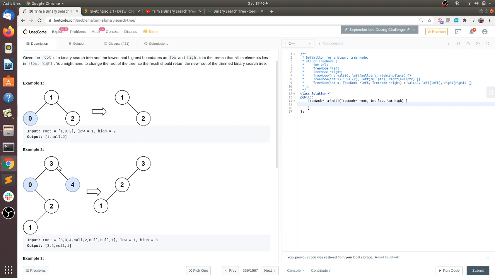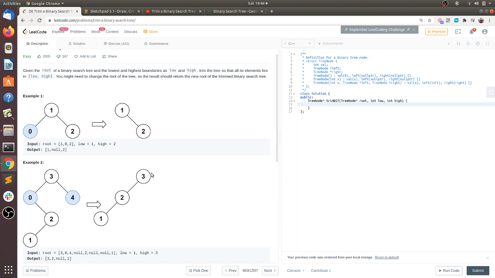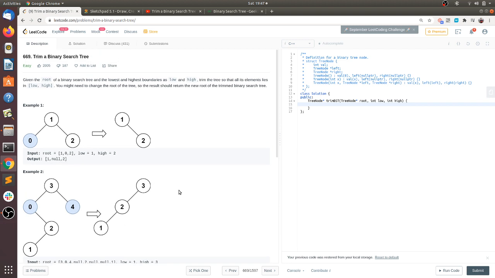Here's another example. Here's a BST with 5 nodes and the boundary is from 1 to 3. All those nodes which fall outside this boundary, that is those nodes having values less than 1 and more than 3, are to be discarded. That is 0 and 4 are removed or trimmed from the BST, resulting in a skewed binary search tree of this form. One more thing to note is that we might also have to remove or trim the root itself, and while returning we must make sure that we are returning the new root of the trimmed binary search tree.